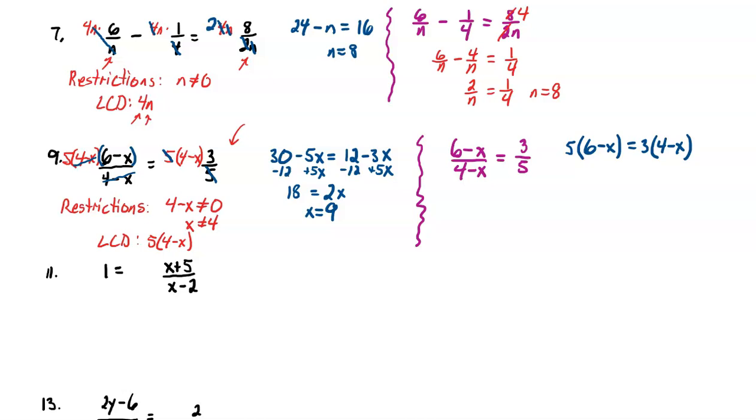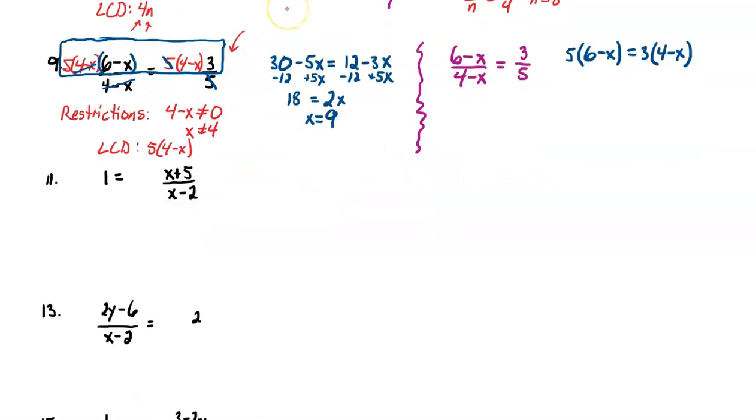Now compare that to what we had done earlier when we multiplied by the LCD and had done some canceling. Notice that they're the same. So both methods are going to get you to the same conclusion. It's just which one would you rather do? It's your choice. Now number 11, this is a rational equation with a variable in the bottom.